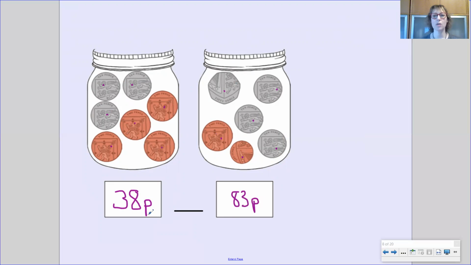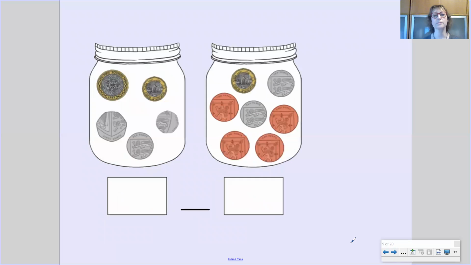So which one does the crocodile want to eat, 38p or 83p? He wants to eat 83p. He's greedy. He's got a big, wide open mouth. That's the bigger number. Next one. I don't know if I can squash my numbers in those boxes. So pause the video, count what's in each jar, stick in your crocodile, and then come back to me.